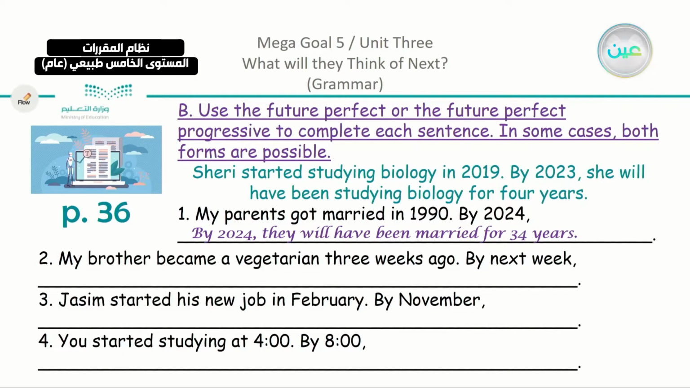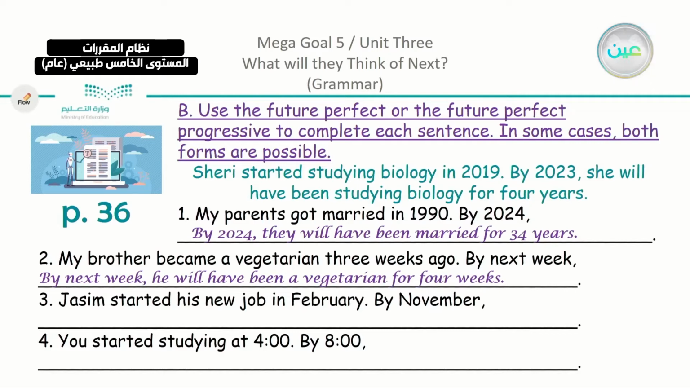After that we have, my brother became a vegetarian 3 weeks ago. By next week, he will have been a vegetarian for 4 weeks. You can say also for a month, for example. So here you can change, as I said, the sentence, but as long as the structure is correct, you're okay with it.